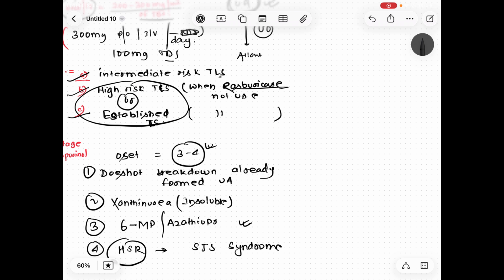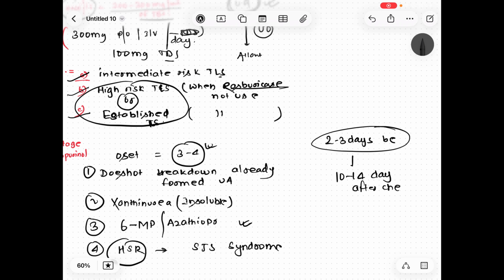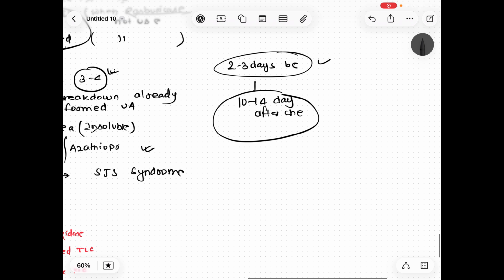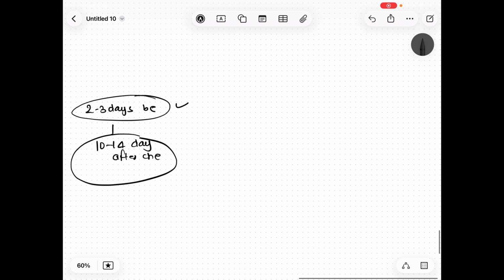To begin with, we have to start allopurinol 2 to 3 days before chemotherapy and continue up to 10 to 15 days after the chemotherapy. So how is the dose modification of allopurinol done? According to creatinine clearance, we have to do allopurinol dose reduction. If the creatinine clearance is more than 20 ml per minute, the dose is the same, 300 mg per day.